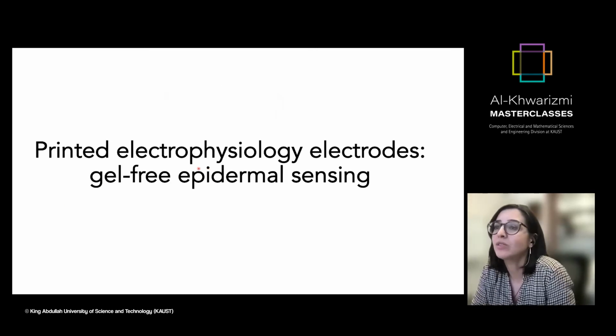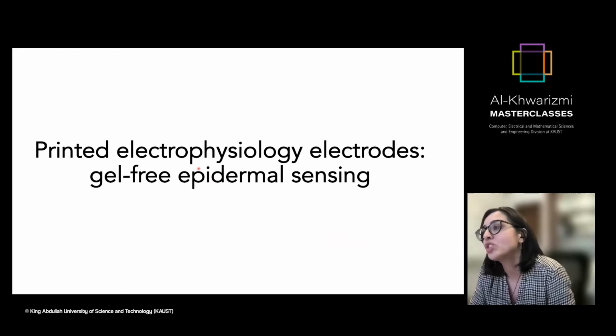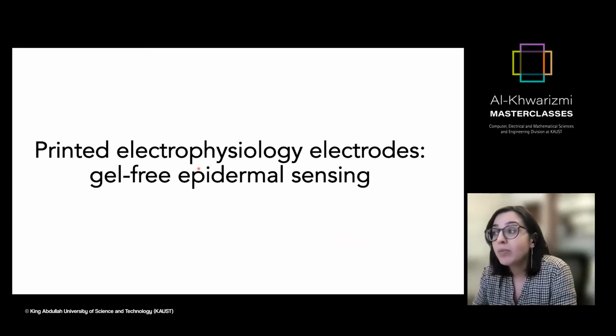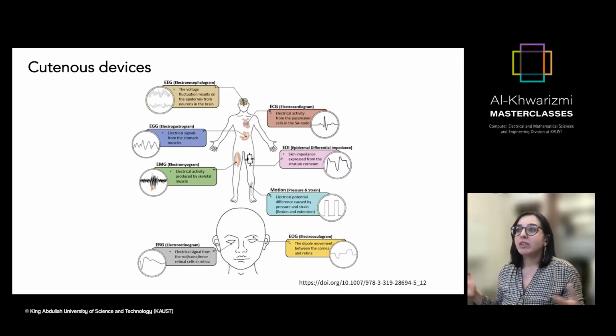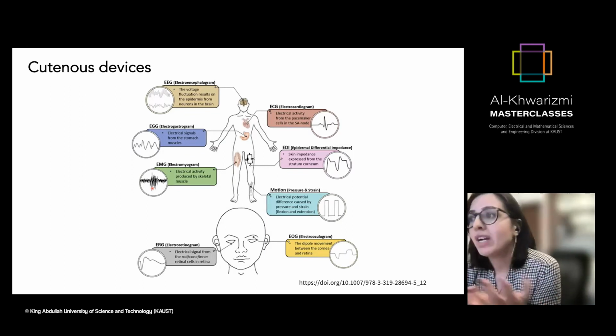So let's get started with printed electrophysiology electrodes that are used for gel-free epidermal sensing. And I'm going to explain all these terms to you if there are some of them that you're not familiar with. So as you know by now, there are several devices that you can find in the market that detect signals from the surface of the body. Now, these devices are called cutaneous devices. Cutaneous means on skin.